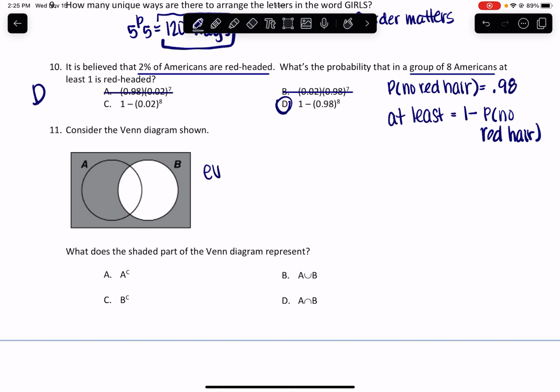On number 11, it says, consider the diagram below. And the diagram below is showing everything but B is shaded, so we're looking at B complement. So what does the shaded part of the Venn diagram represent? Well, I just answered that, B complement, which is answer choice C.